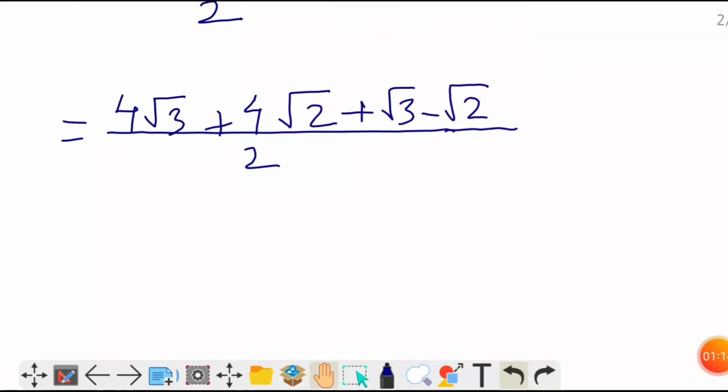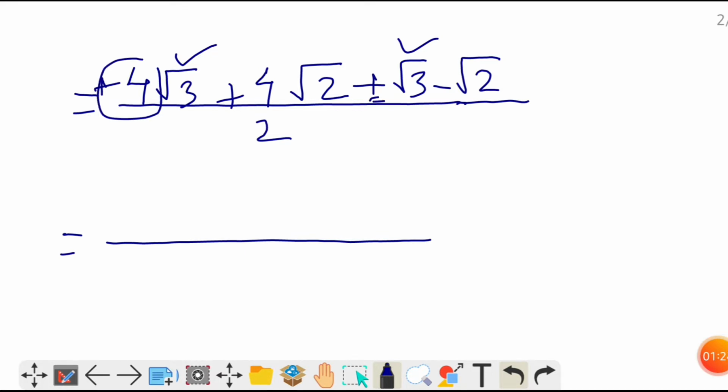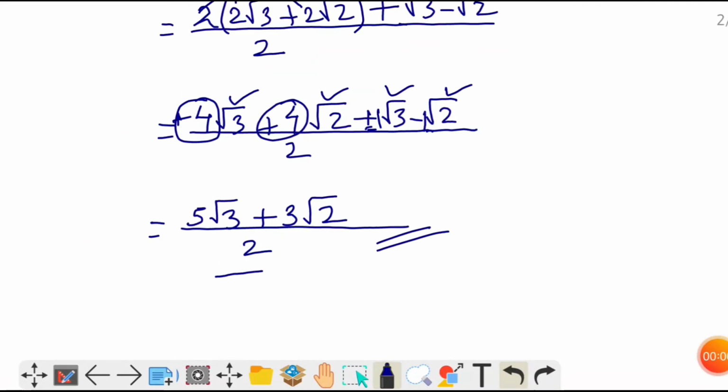Now we have to subtract and add the like roots in the numerator. So root 3 is here, root 3 is here, both the signs are plus. That means 4 plus 1, that is 5 root 3. And 4 root 2 and minus root 2, that is 4 minus 1, that is 3 root 2. The sign will be plus because 4 is bigger than 1. So that is the answer for x plus 1 by x.